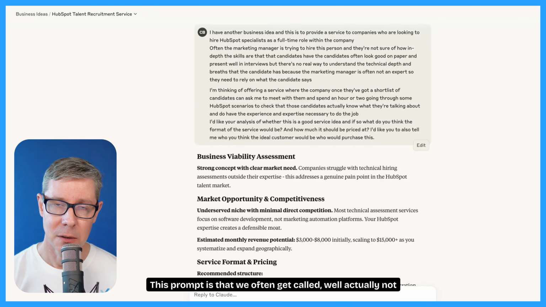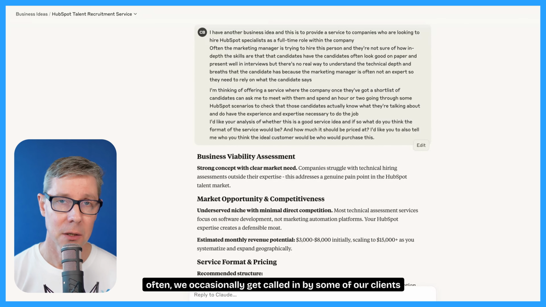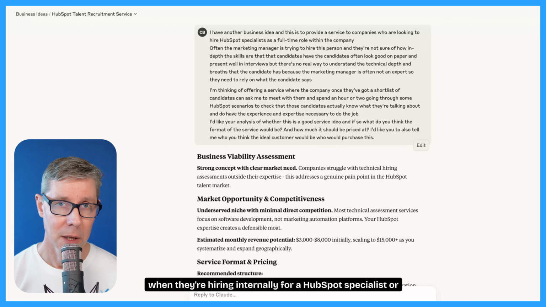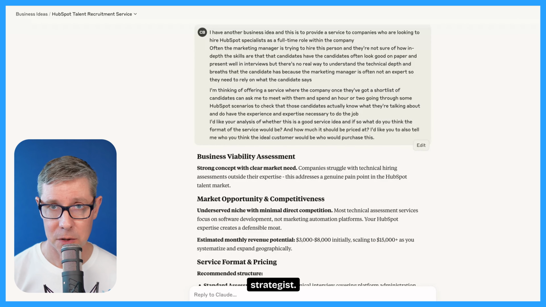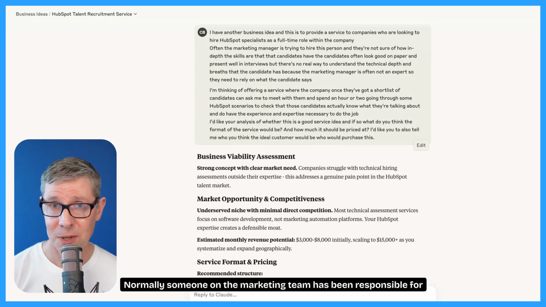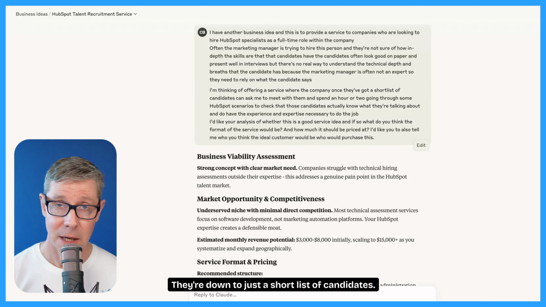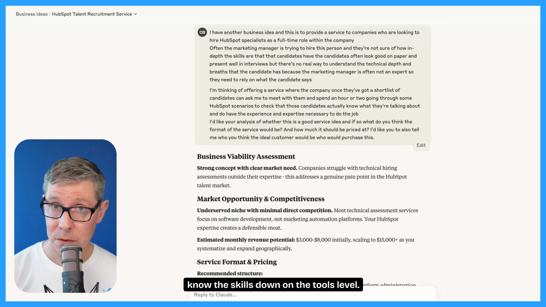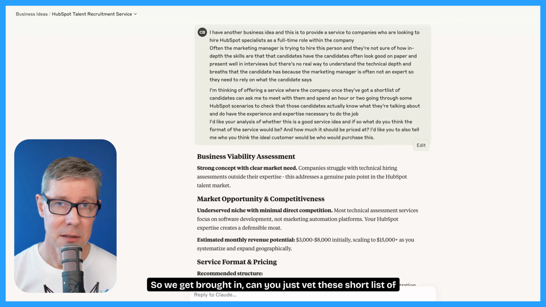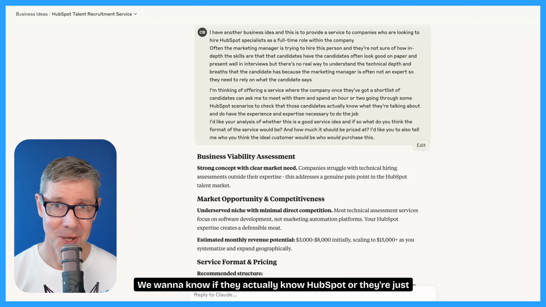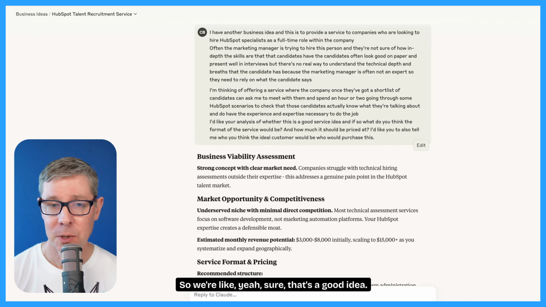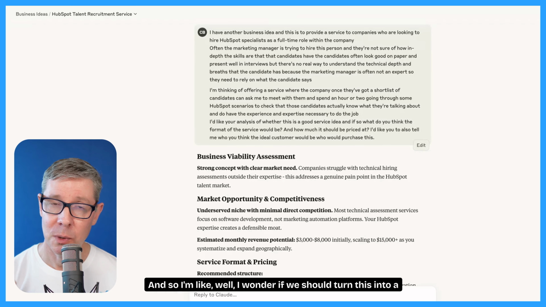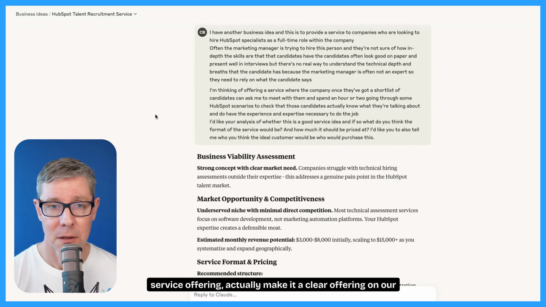We occasionally get called in by some of our clients when they're hiring internally for a HubSpot specialist or strategist. Normally someone on the marketing team has been responsible for that hire. They're down to just a short list of candidates. The marketing manager is a bit more high level, so they don't know the skills at the tools level. So we get brought in: can you just vet this short list of candidates? We want to know if they actually know HubSpot or they're just really good at padding their CV. So we're like, yeah, sure, that's a good idea. And so I'm like, well, I wonder if we should turn this into a service offering, actually make it a clear offering on our website.